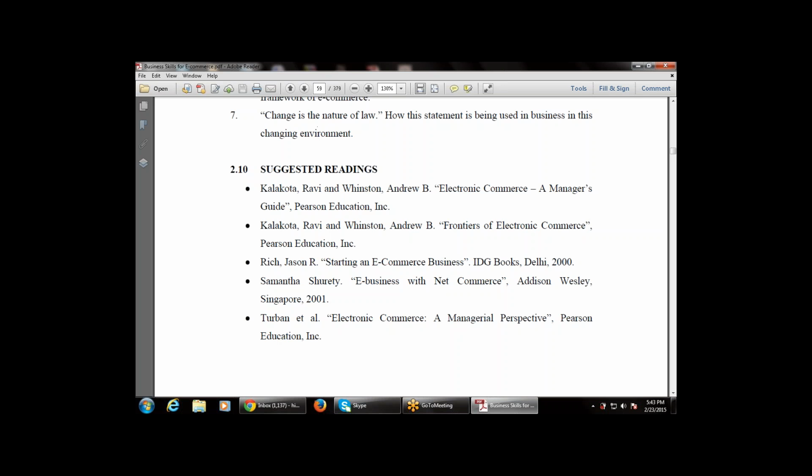Then these are the various reading books available, that is the suggested readings. These are the various e-commerce books.